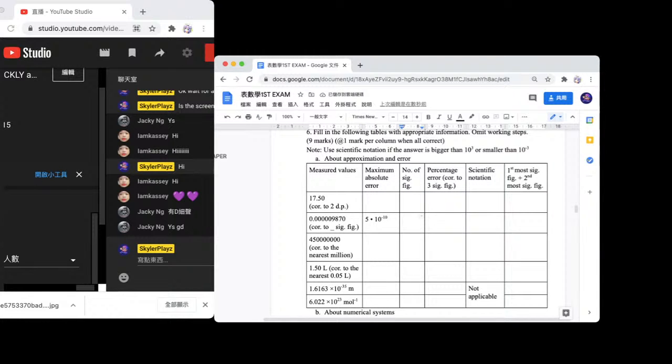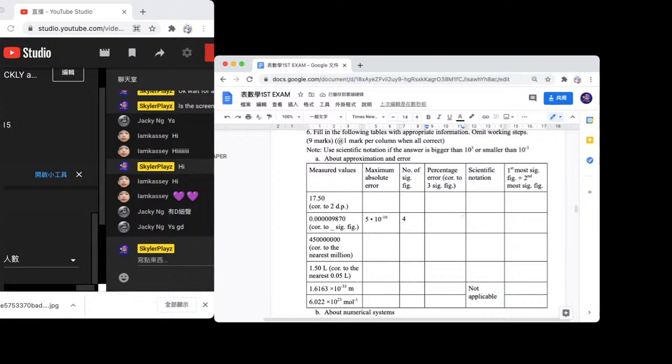Number of sig fig. As we can see, all of these are just placeholders, as well as these 0s. So they are not counted. Only 987 and this 0 is a special case where the 0 at the end of the number will be counted as a significant figure. So the number of sig fig is 4.